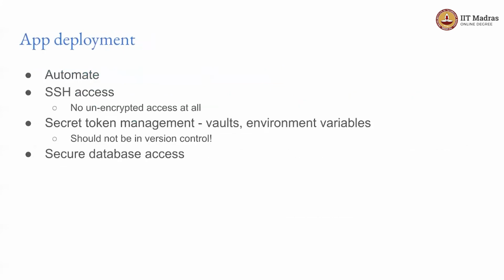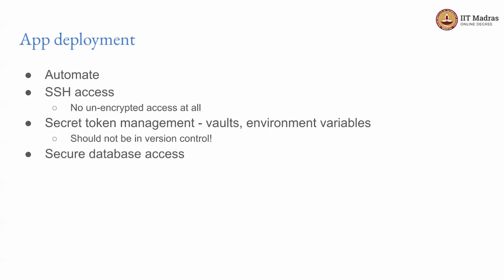A final word related to DevOps is with regard to how you deploy an app. Once again, automate access as far as possible. With regard to the actual deployment and accessing the systems on which you have deployed, use SSH, use encrypted communications always. Do not use any kind of non-encrypted access to any of your systems where you're either testing or deploying your application.